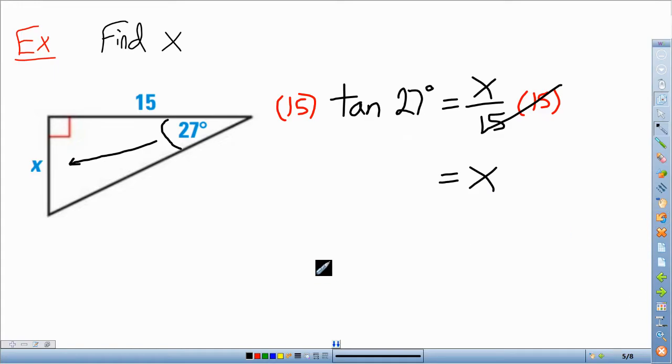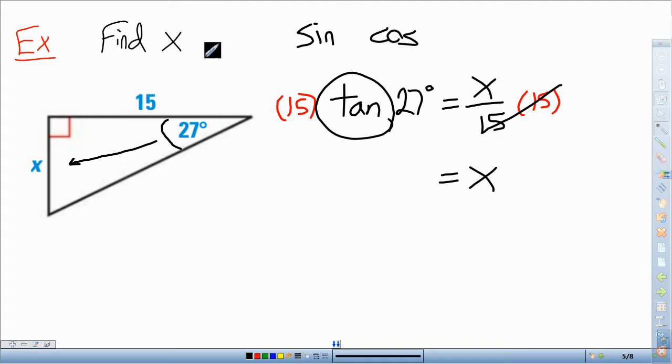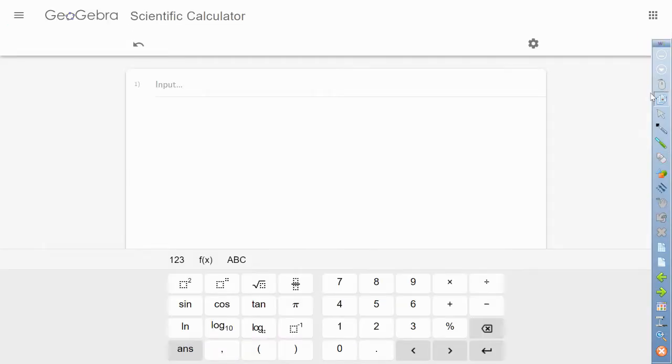If you want to check your phone calculator, you might need to look deeper into the settings. As long as you see a tangent button, and you'll also see a sine and a cosine button next to it, probably in this order, you're good to go. If you don't have that on your phone or a physical calculator, here is the website I recommend using. It's called GeoGebra. If you search GeoGebra scientific calculator on Google, it'll take you to this. This is the one I like the most because it has the sine, cosine, and tangent buttons right there, which makes it nice.